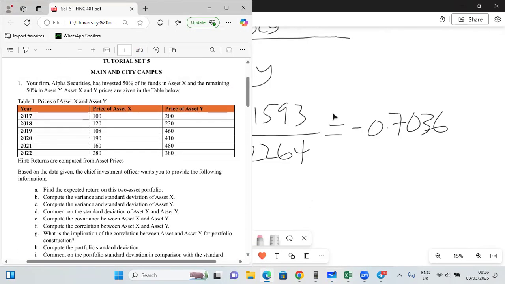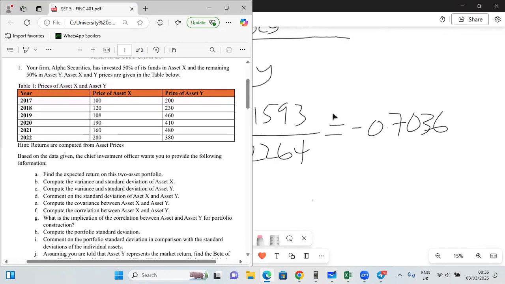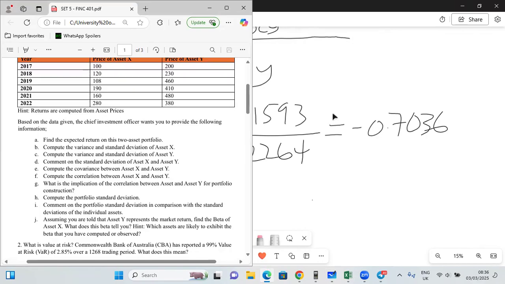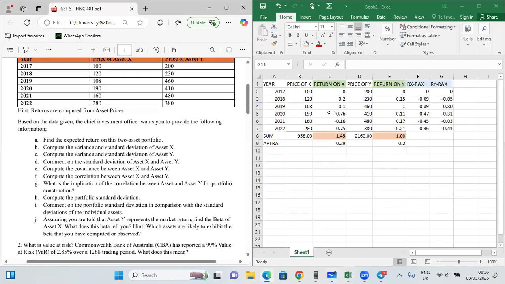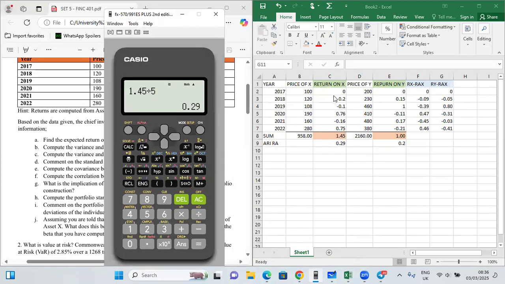So that is it for question 1, almost 1 hour. And this is likely going to be a compulsory question for the distance. So now let's do this using a calculator. Before you do everything on the calculator, what I need you to do is to just compute the return on X and the return on Y. After computing, you press mode, and then you choose to restart. Then you choose 2.